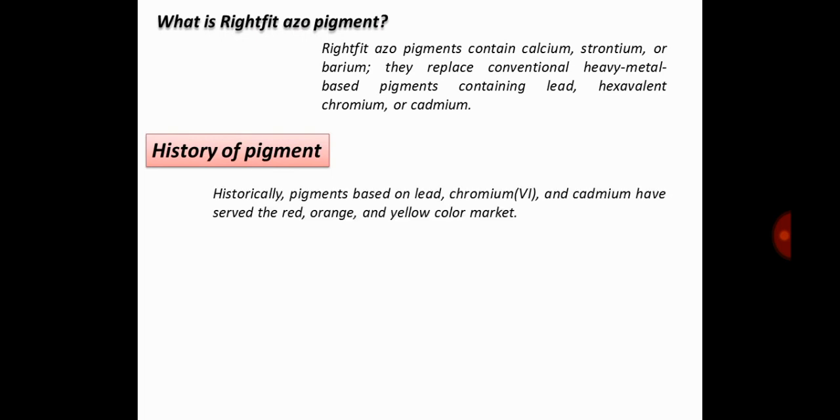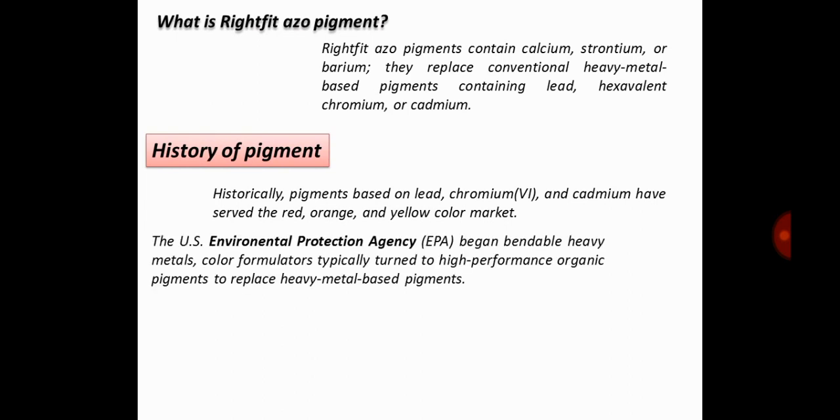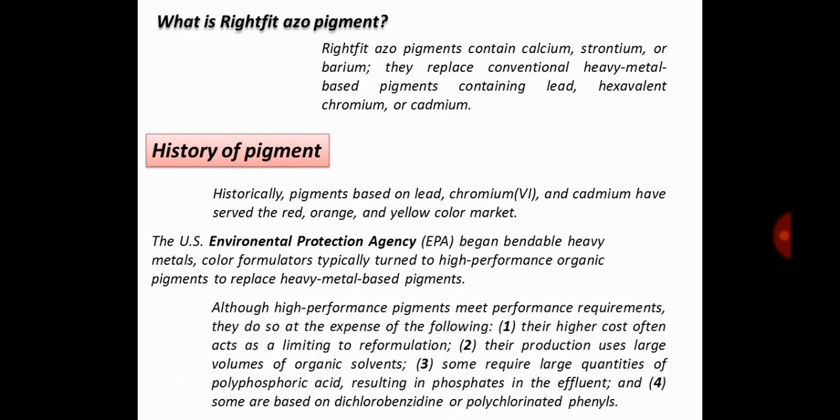Historically, pigments based on lead, hexavalent chromium and cadmium have served the red, orange and yellow color market. But when the US Environmental Protection Agency banned heavy metals, the color formulators rapidly turned to high performance organic pigments to replace heavy metal based pigments. These high performance organic pigments, though they fulfill the requirement, have some demerits, like their higher cost often acts as a limiting factor to reformulation.